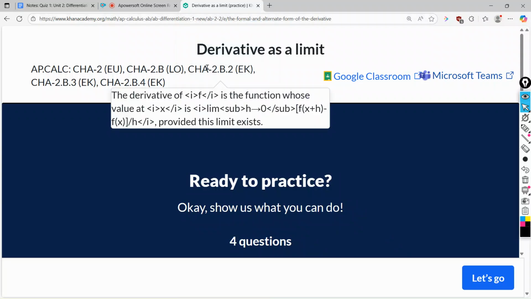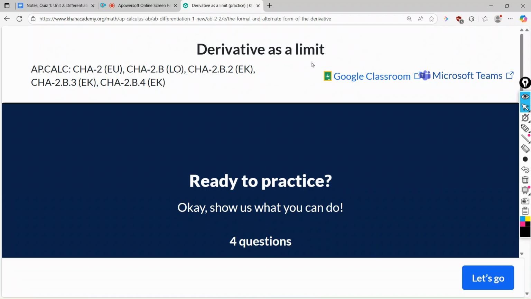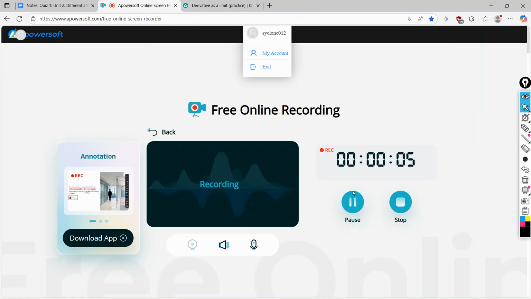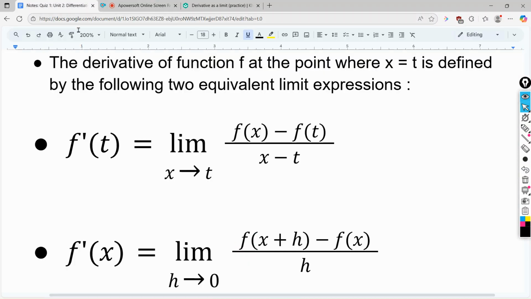This will be for the exercise, derivative as a limit. All right, so for this exercise, the derivative of a function f at the point where x equals t is defined by the following two equivalent limit expressions. So each of these derivative definitions are possibilities, just one of these two. And these are both actually slope equations, which I can prove to you.